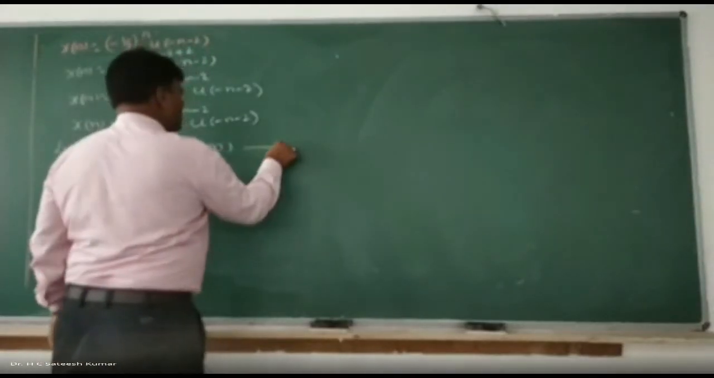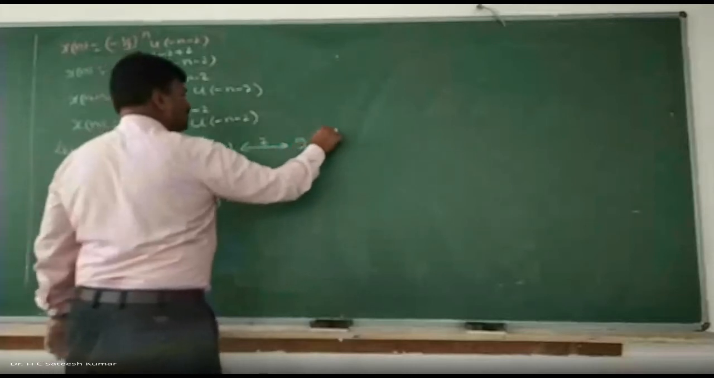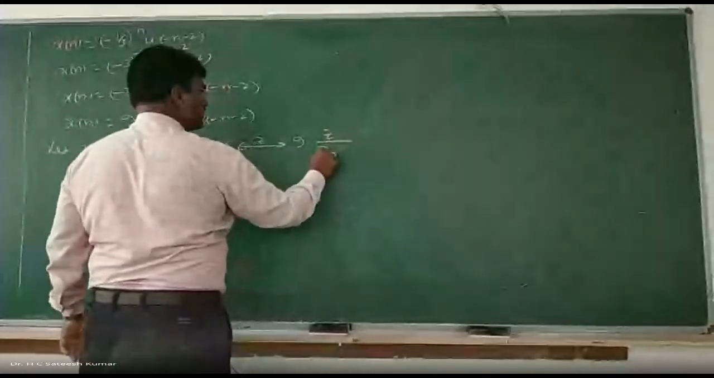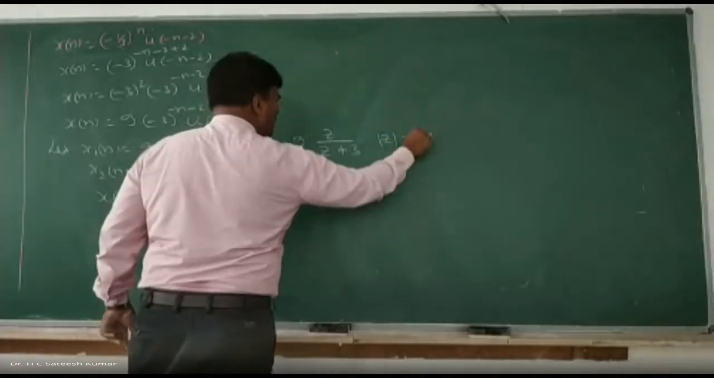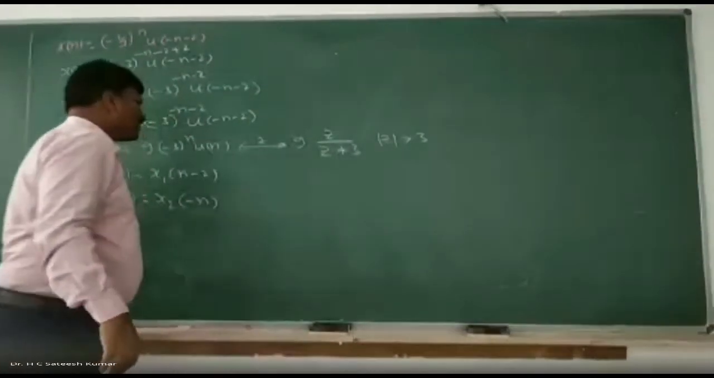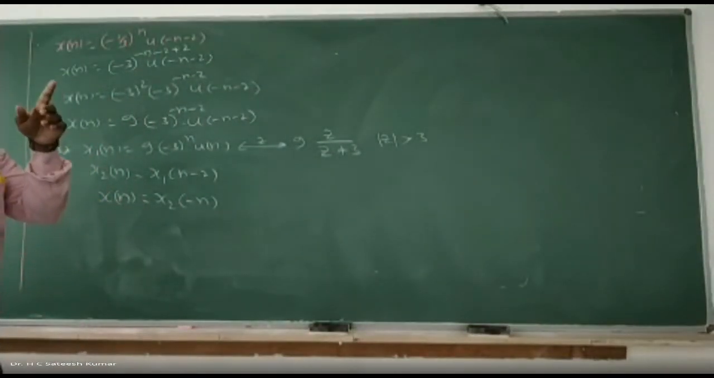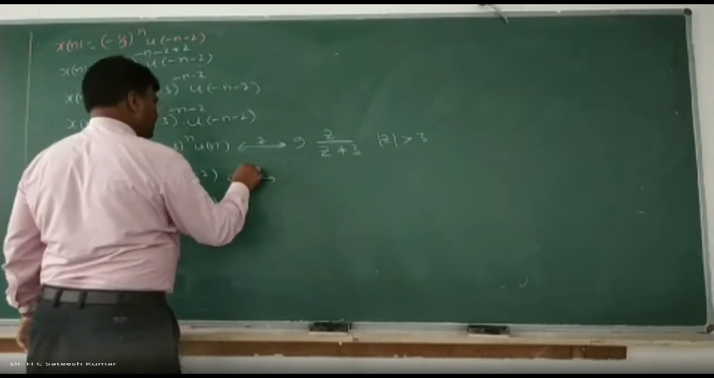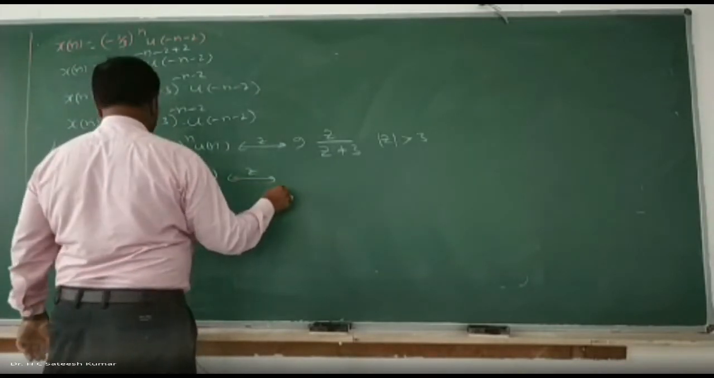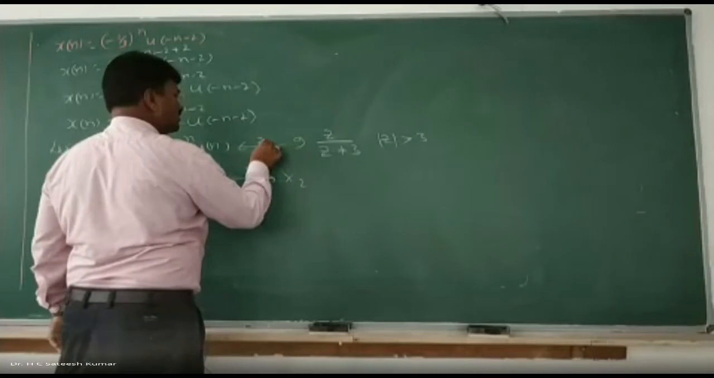Find the z transformation of this one. 9 into z divided by z minus a. z minus a is what? Minus 3. Therefore, it becomes plus 3. With ROC, mod z, the magnitude means plus 3 only, you should take it. Mod z greater than 3. Mod z greater than mod of minus 3 is plus 3. So, what is z transformation of this one? With ROC, we got it. X2 of z is equal to, sorry, this is x1 of z.